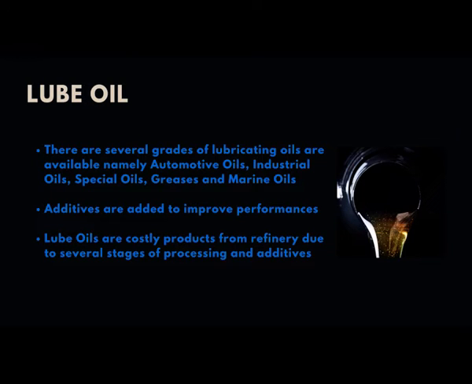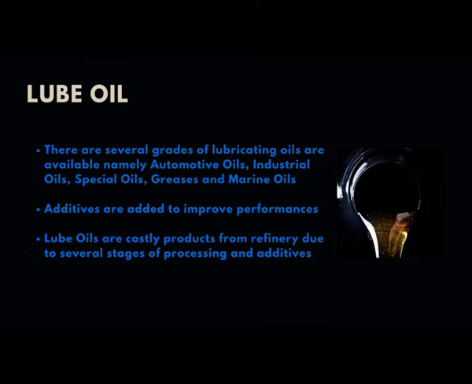And there are several grades of lubricating oils available in the market. If you see the trade names, there are multiple grades available. But at a larger bucket, they can be classified as automotive oils, industrial oils, special oils, marine oils, etc. The lube base stock is produced in a refinery, and the further processing happens in the downstream units in the same refinery, or sometimes in plants known as lube refineries.